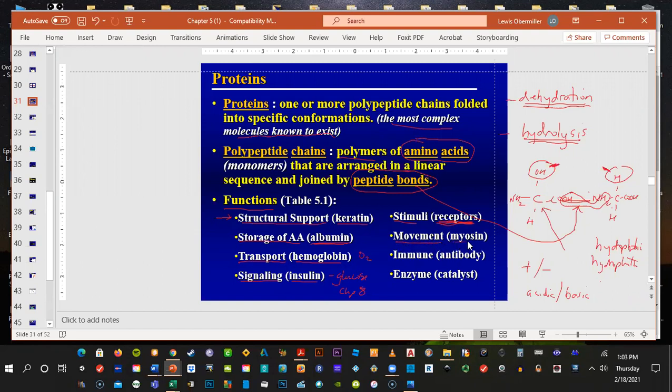Proteins allow you to move. Myosin is a motor protein that allows you to contract and relax your muscles. Your immune response, your antibodies, are proteins. They're generated as a response to a foreign invader. And sometimes this response is to things that aren't foreign invaders, like dog hair or cat hair, and that causes allergic reactions.